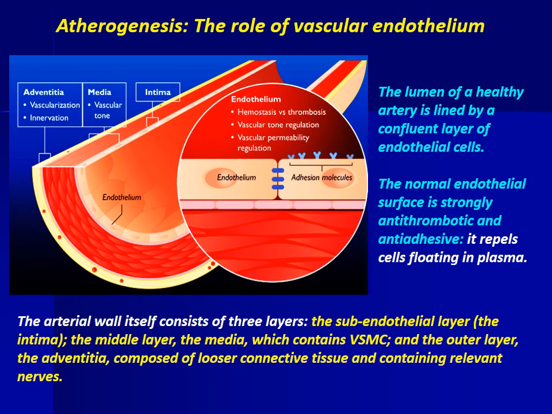Atherogenesis, the role of vascular endothelium. The arterial wall itself consists of 3 layers: the subendothelial layer, the intima; the middle layer, the media, which contains vascular smooth muscle cells; and the outer layer, the adventitia, composed of looser connective tissue and containing relevant nerves. The lumen of a healthy artery is lined by a confluent layer of endothelial cells. The normal endothelial surface is strongly antithrombotic and anti-adhesive. It repels cells floating in plasma.